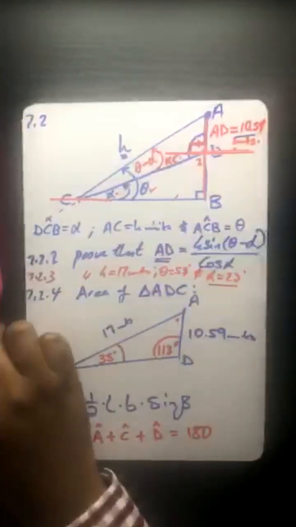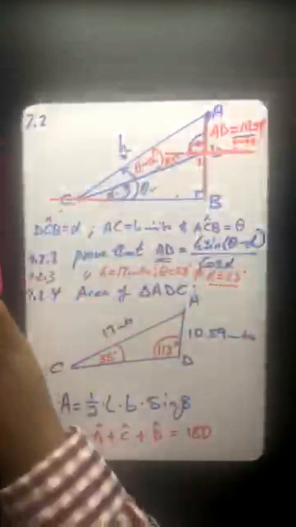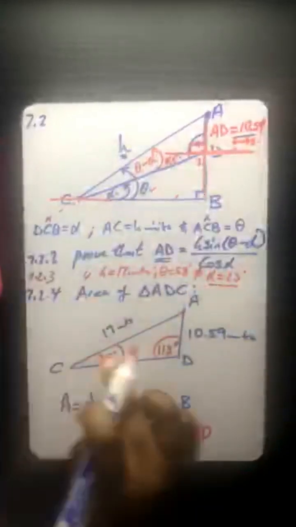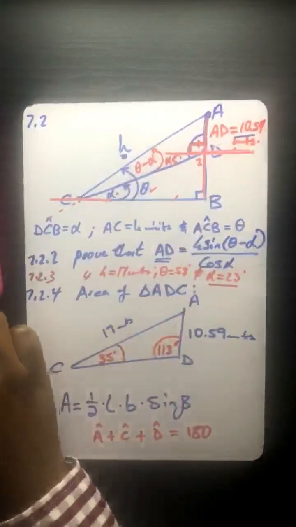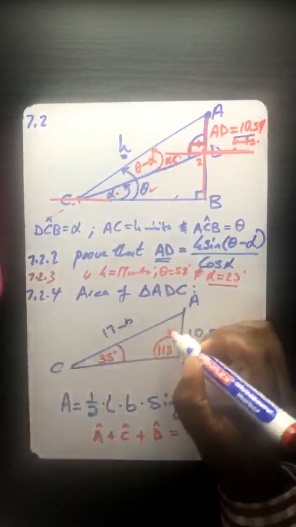90 plus 23. Yes, it's 113. Then let's see. That means you can find that angle. Maybe let's just work it out. Let's say 180 minus that, minus 35, minus 113. I'm getting 32 there.